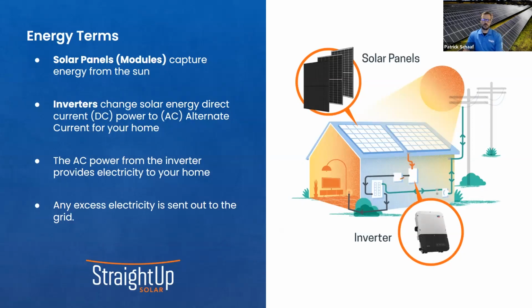Some of the energy terms that we deal with a lot in the solar world are the solar panels. We call them modules. That is interchangeable, and sometimes I'll call them both in the same sentence. Those are what is placed on your roof and captures that energy from the sun. The inverters convert that energy from DC, which is direct current power, to AC, which is alternating current, to be used by your home. The AC power from the inverter provides electricity to your home, and any excess electricity is sent out to the grid. So if your home is not using the amount of energy that's being produced by the solar array, it will be sent out to the grid and back through the meter, and the neighbors get it, and Ameren charges them for it, of course.